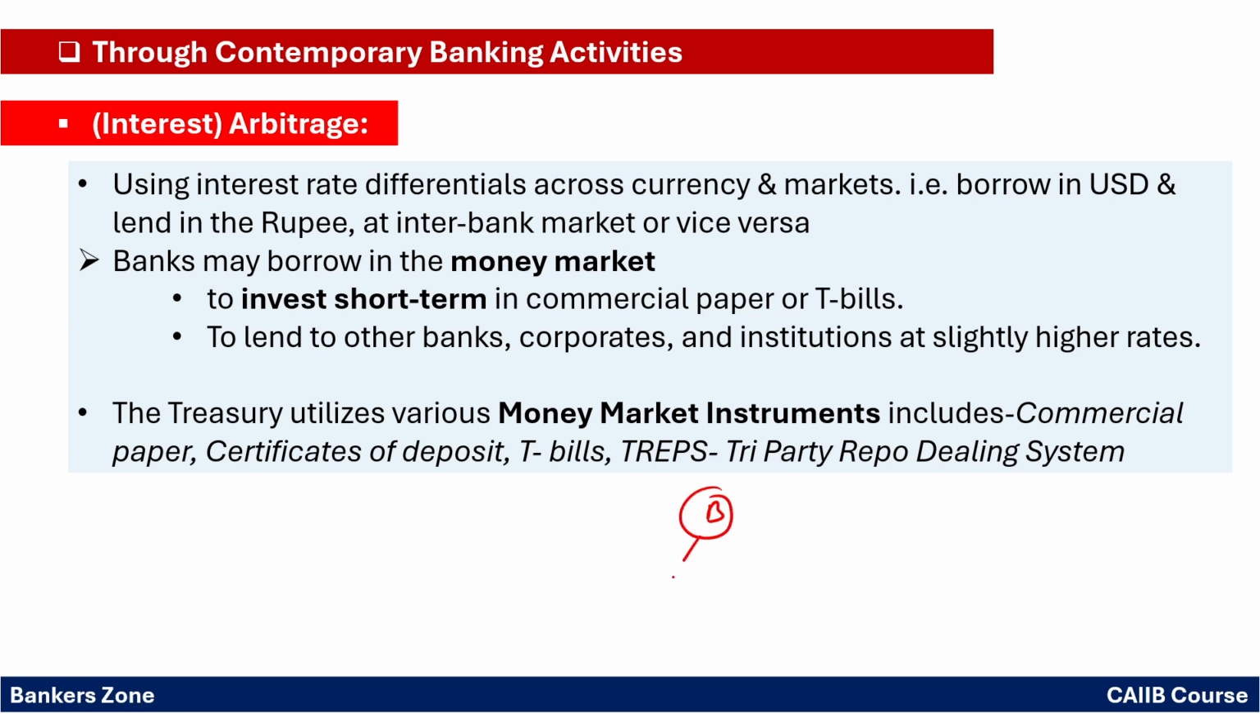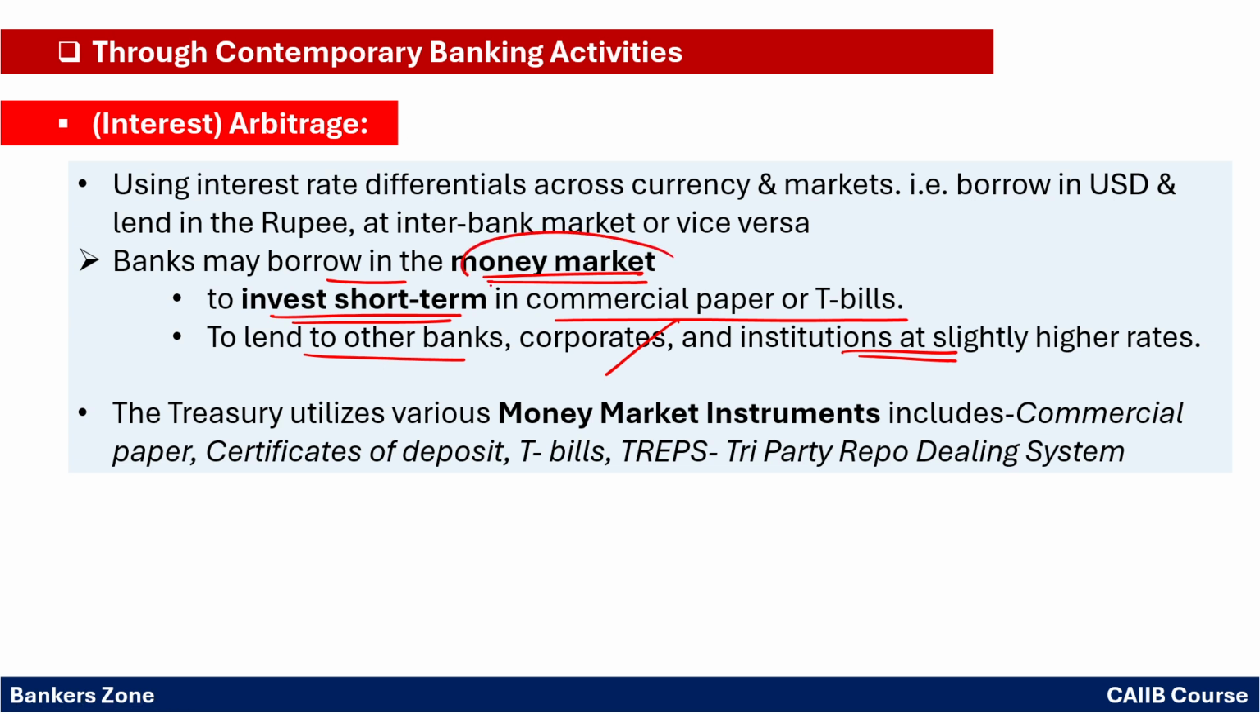The bank is taking deposits from the customer at 6% and lending to the customer at 12%, right? So this is what the bank is doing in interest arbitrage. The bank may borrow in the money market to invest in the short term, such as commercial paper or T-bills, or the bank can lend to other banks, like cooperative banks or small banks, at a higher rate of interest. So how does interest arbitrage work?